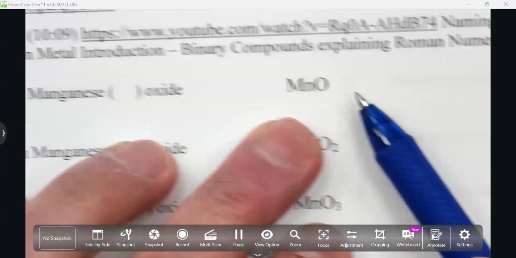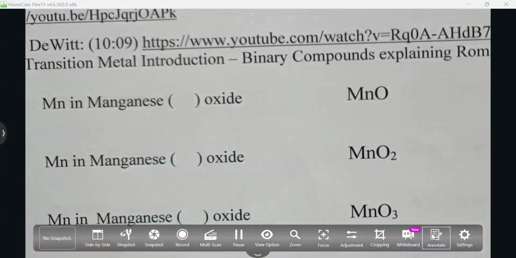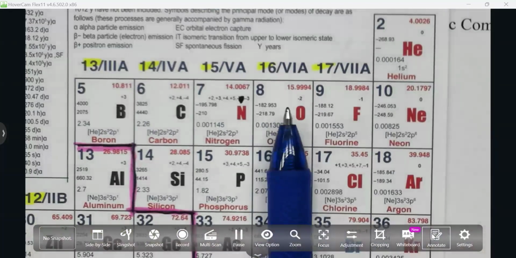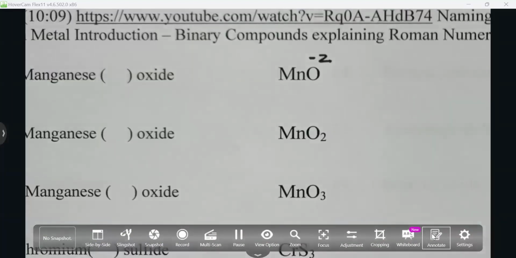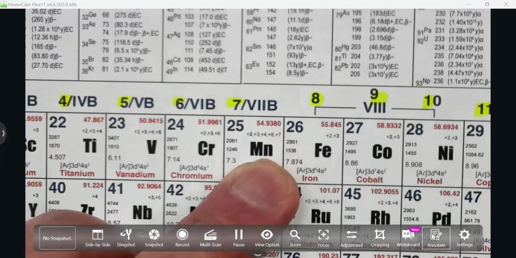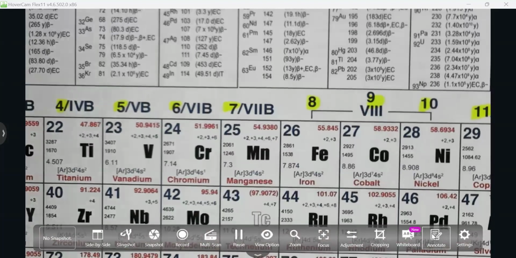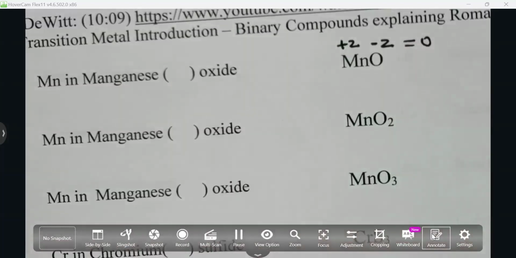So here we have manganese oxide. What's the charge of oxide? Always, always, always oxide. Right? This column. Oxide is -2. Manganese, look at this. Manganese can be 2, 3, 4, 6, 7. Which manganese do we have? In this case, we know it has to equal 0. So this is manganese 2, correct? So we know we have manganese 2 oxide.